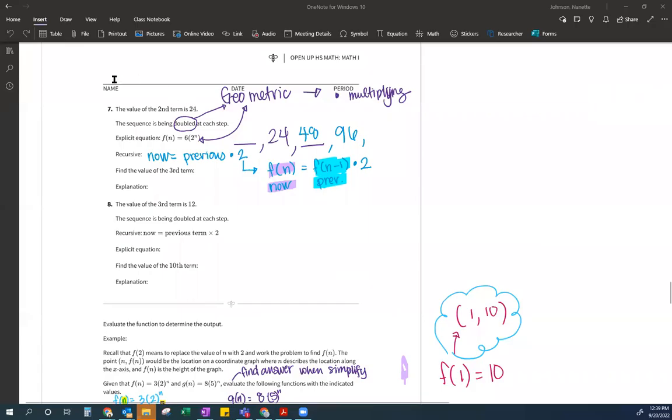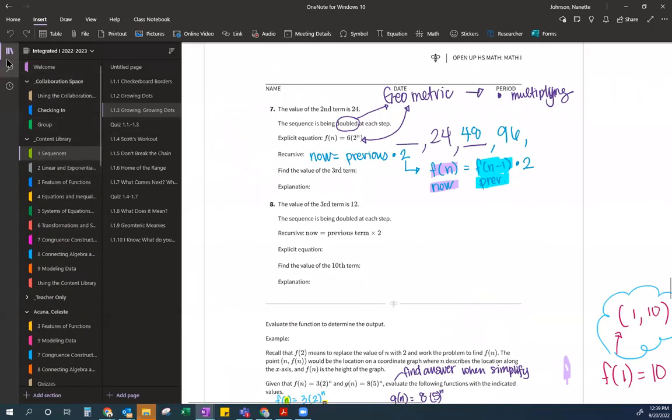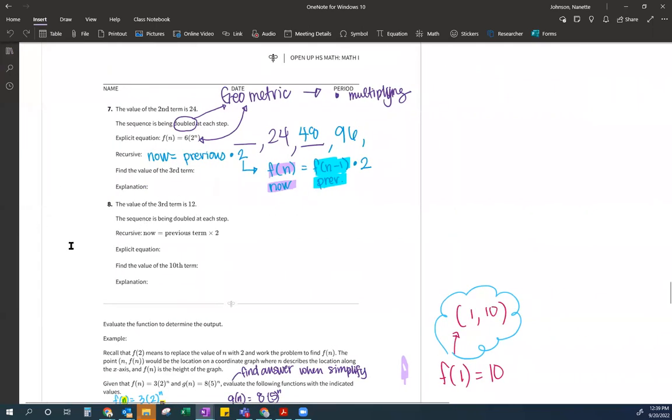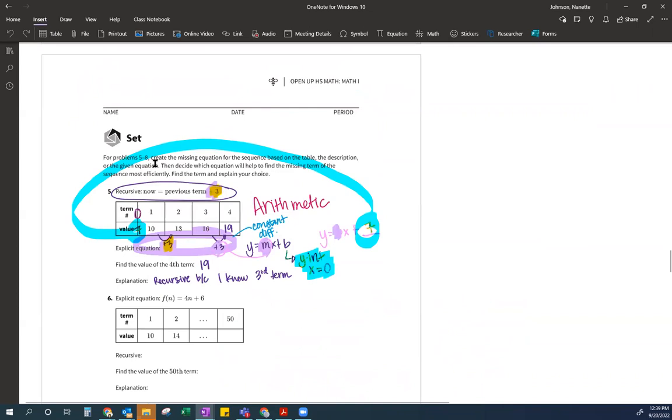Okay, so we're in 1.3. Let's see. Yes, 1.3, number 8. So 1.3, number 8 is asking you to do all this, but going back to the directions, it says, for problems 5 through 8, create the missing equation for the sequence based on the table, the description, or the given equation. Then decide which equation will be helpful to find the missing term of the sequence most efficiently. Find the term and then explain your choice.